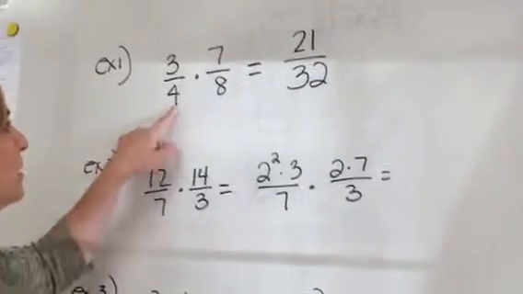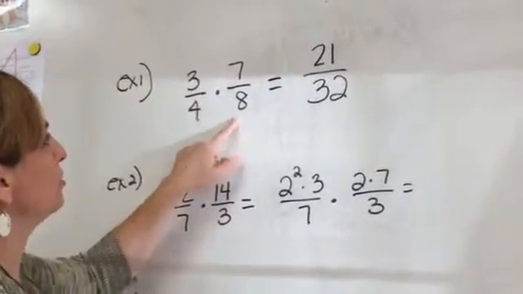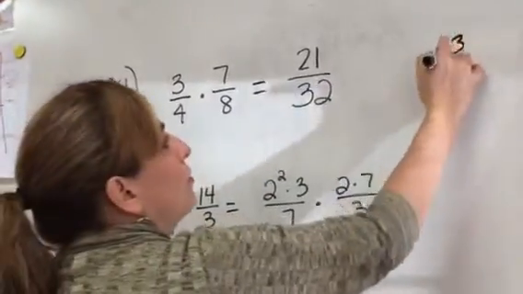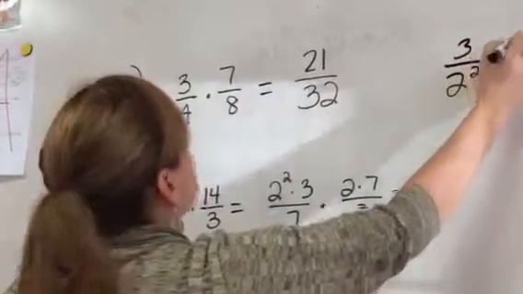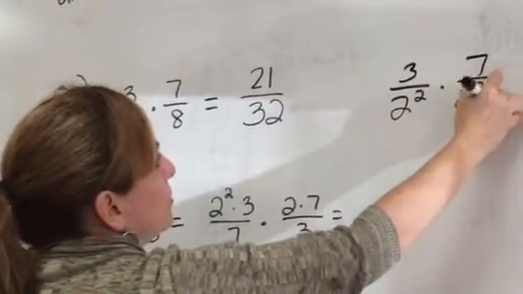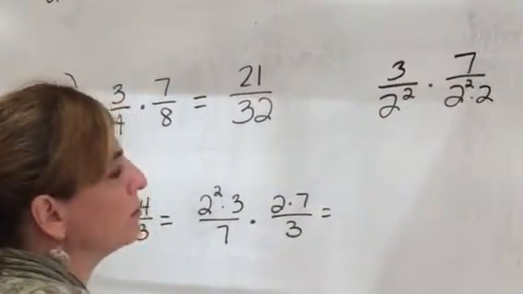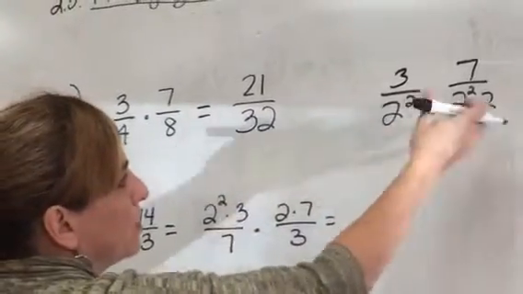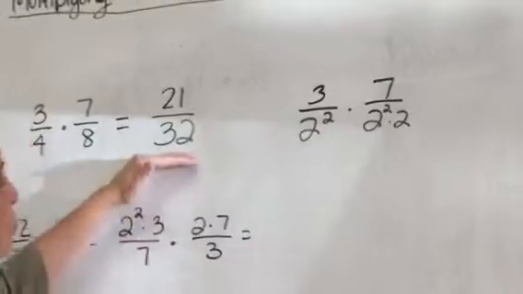What I could have done is broken those down into prime factors. So I could have 3 over 2 squared times 7 over 2 squared times 2, and cancel, but in this case there's nothing to cancel. Because it's all in primes, 21 over 32 is the final answer.